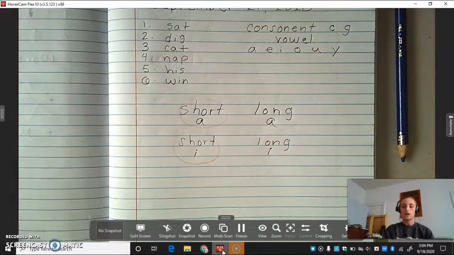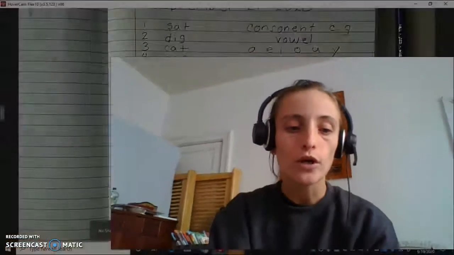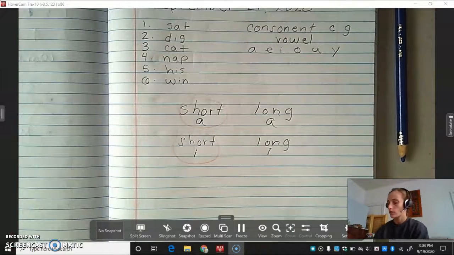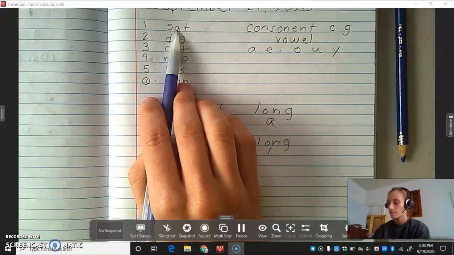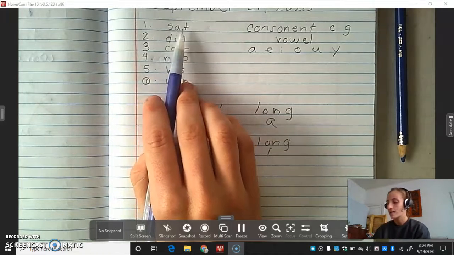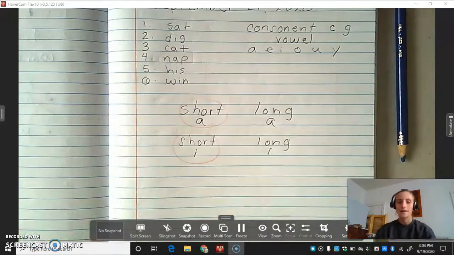Let's talk about the sound that short A makes. Short A makes the sound ah. See how open my mouth gets. It makes the sound ah. Can you say ah? Let's look at our word and hear the sound in the word. S, ah, t. Do you hear ah? S, ah, t. Our short A sound says ah.